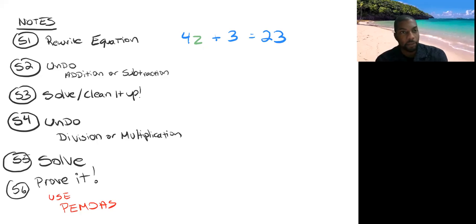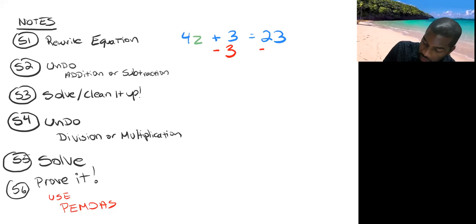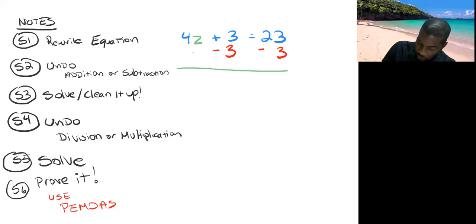All right, let's go through our steps. Number 1, rewrite the equation. Did we do that? Yes. Step 2, undo addition or subtraction. Okay, do I have addition or subtraction? I have addition. Let me rewrite that cleaner so it looks good. There you go. I have addition, so I need to use the inverse of addition, which is subtraction. So instead of plus 3, I subtract 3 from this side, and I subtract 3 from that side. I clean it up, step 3, and I should get nothing happened to the 4z, so it should still be 4z.